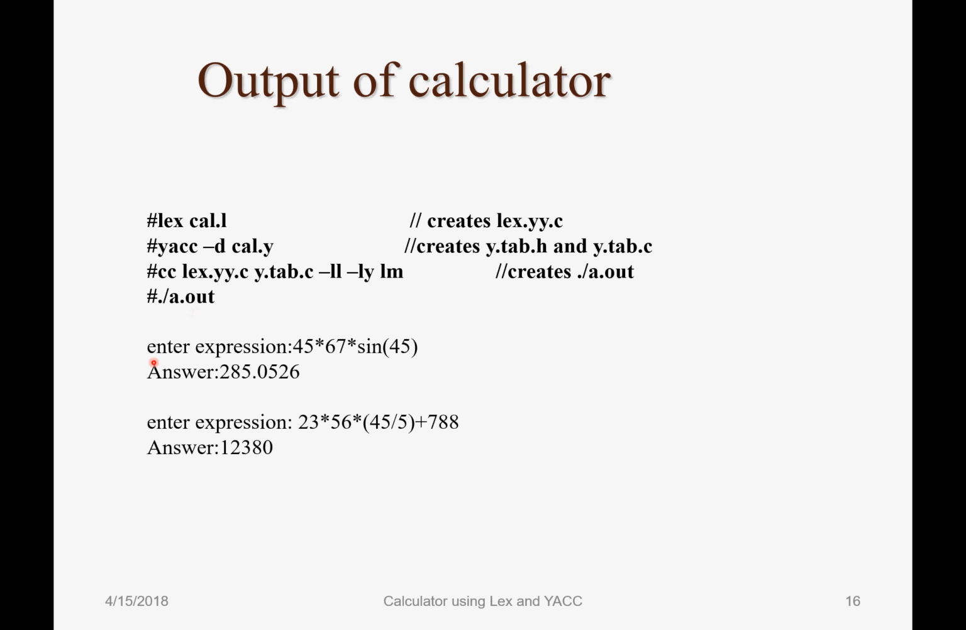Then we are getting this kind of input. Enter expression. This is my expression: 45 into 67 sine of 45. I will get this answer. Same here, 23 into 56, I will get this answer. Means this 45 is one token, then star is another, then 67. For this 45 it will give an integer, that number. Then this number. Here this SIN token will be separated. And using this grammar it will work. In this way we can write our calculator program in a simple way.